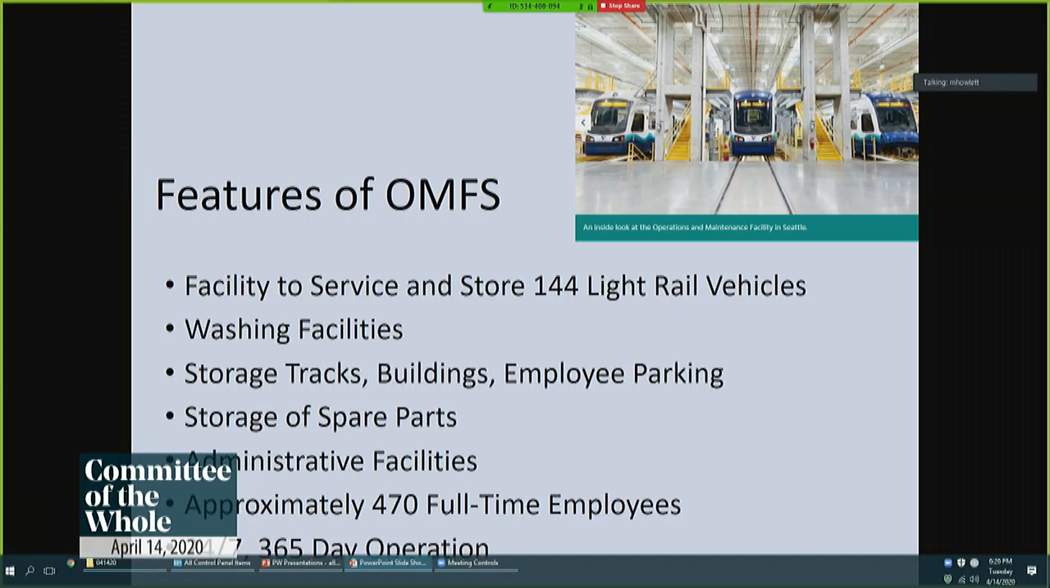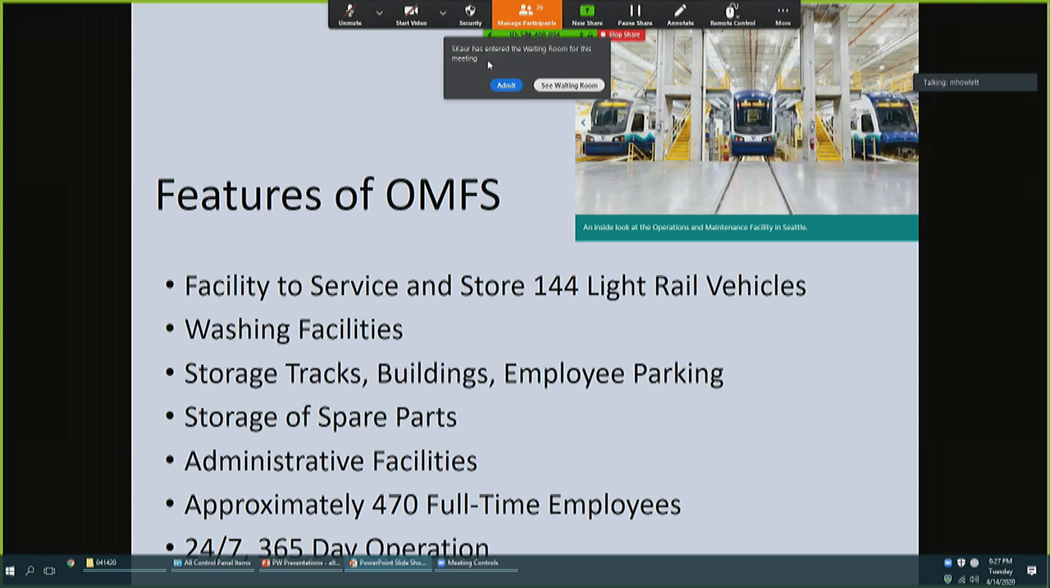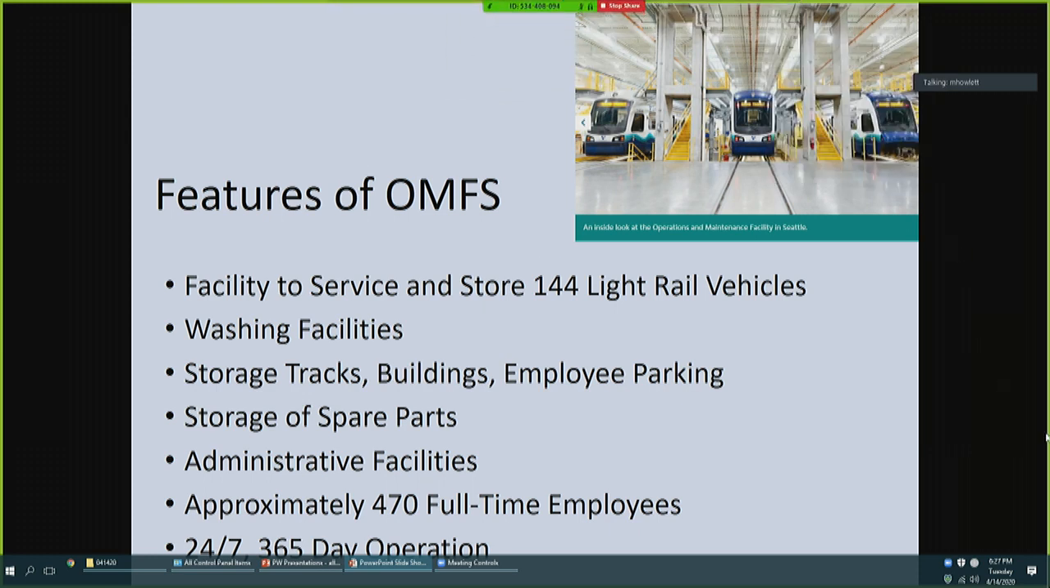The features of the operation maintenance facility that they're going to be building down in this area is that it will serve eventually 144 light rail vehicles. I'll point out that that will be for both the Federal Way Link extension and the Tacoma Dome Link extension. So the 144 will be the ultimate build out. What happens is they bring the trains here at night to get washed and serviced and fixed up, and then they're put back out onto the rails the next morning to begin service again.